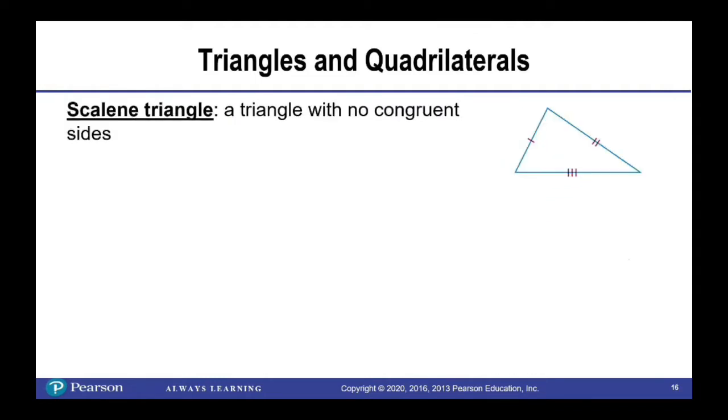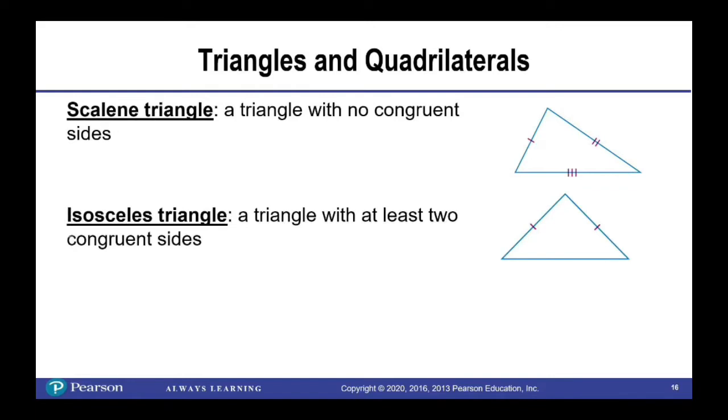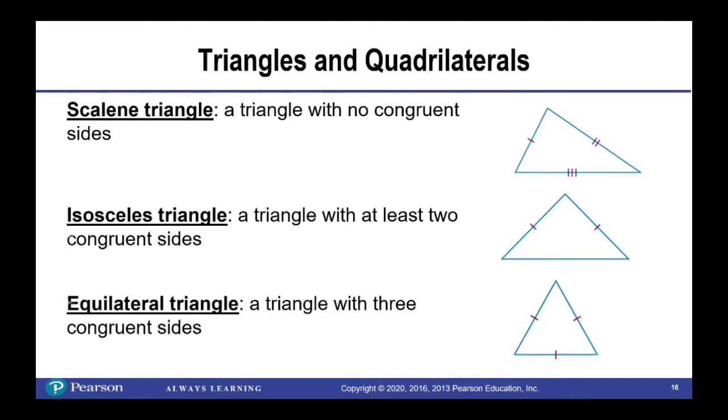A scalene triangle has no congruent sides. We know the triangle to the right is scalene because none of the markings are the same on the three sides of the triangle. An isosceles triangle has at least two congruent sides. Notice the same marking on those two congruent sides. And an equilateral triangle has three congruent sides. Notice the hash mark on each side that shows that the sides are congruent.